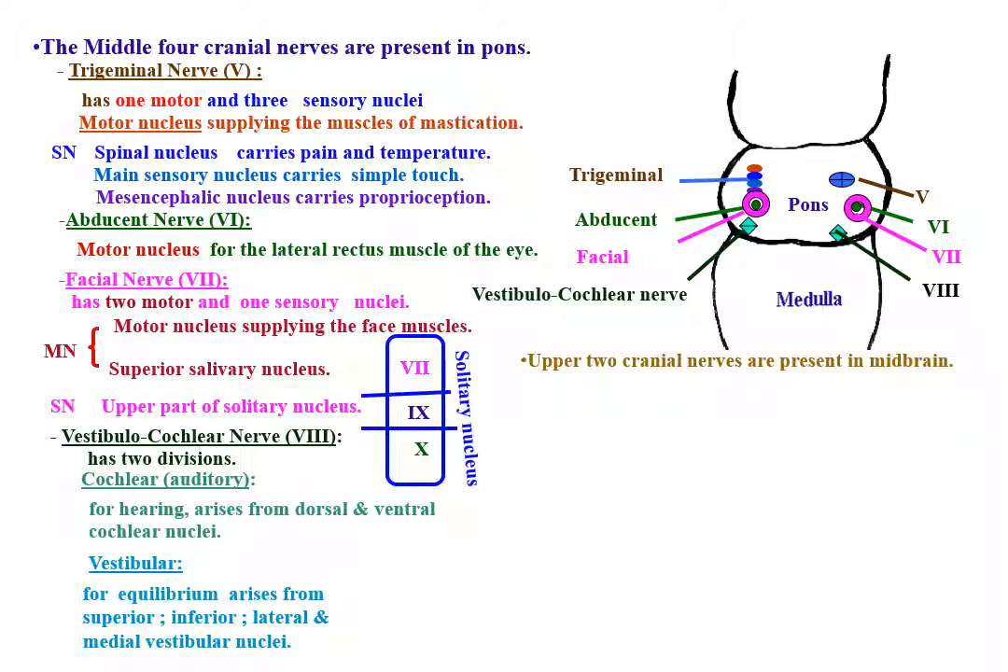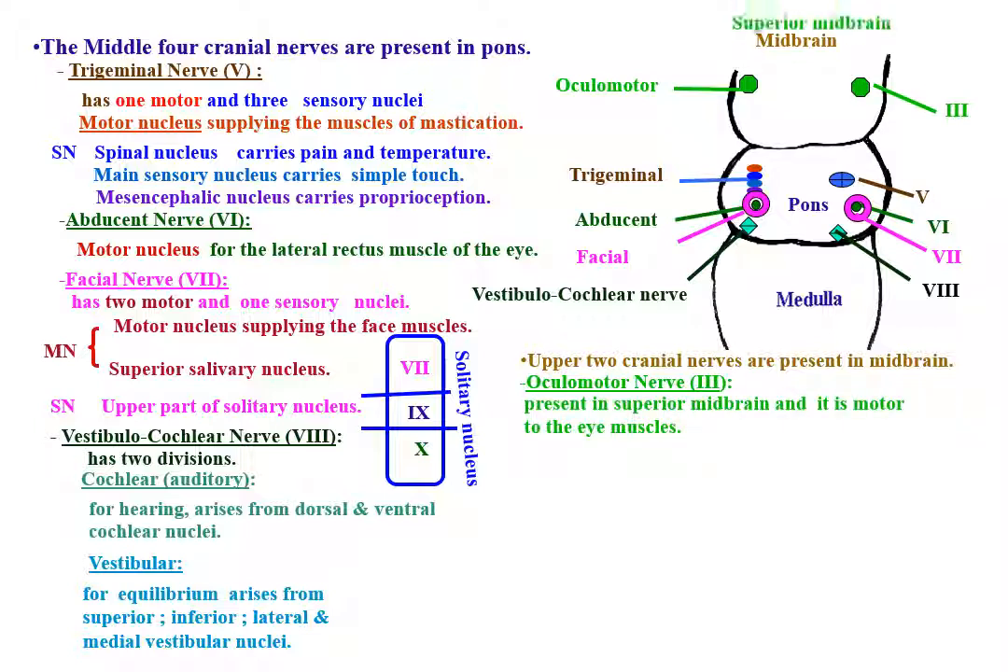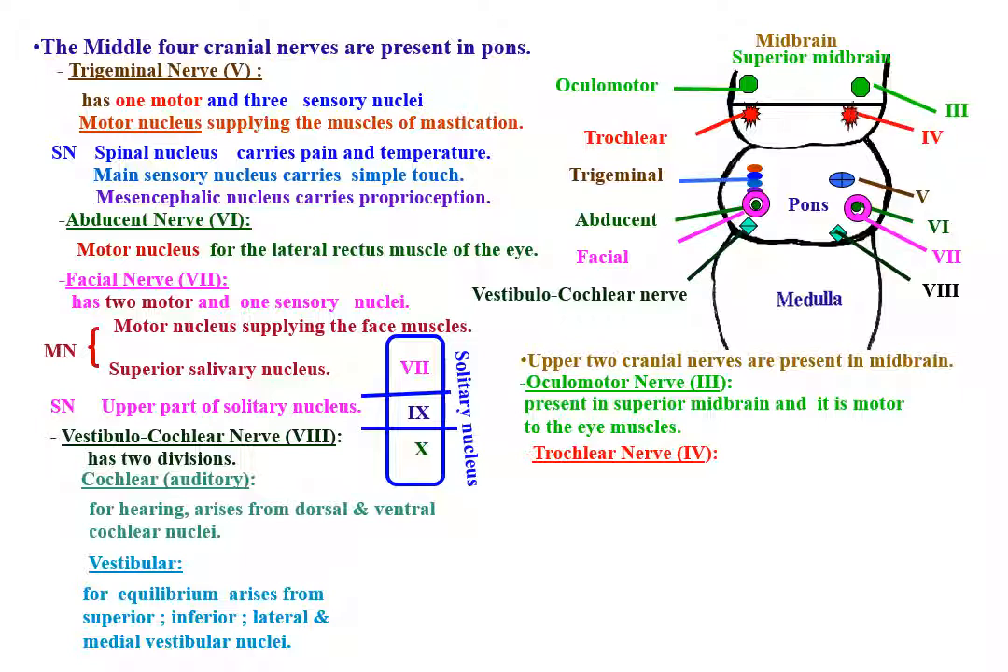Upper 2 cranial nerves are present in the midbrain. Oculomotor nerve, nerve number 3, is present in the superior midbrain and it is motor to the eye muscles. Trochlear nerve, nerve number 4, is present in the inferior midbrain and it is motor to the eye muscles also.